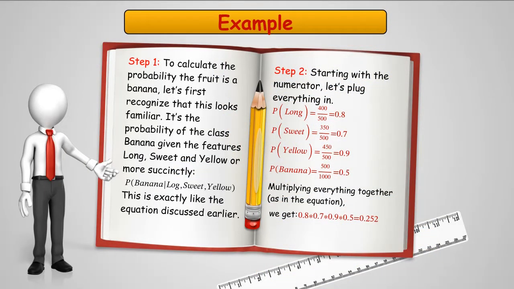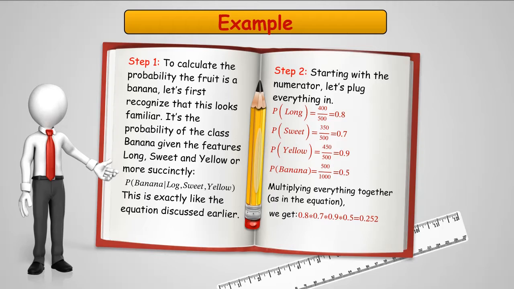Step 1 would be to calculate the probability of the fruit as banana. And let's first recognize that this looks familiar. It's the probability of the banana given the features of yellow, long, and sweet. So probability of banana given features long, sweet, and yellow. Okay?